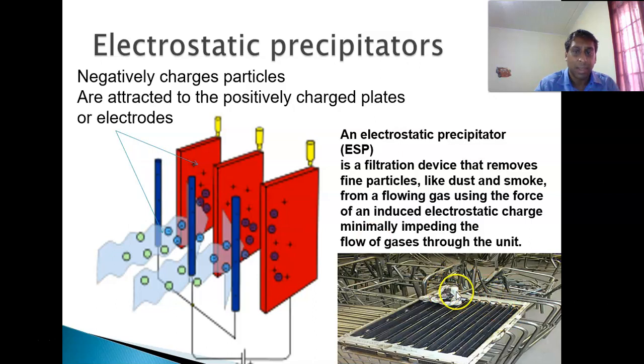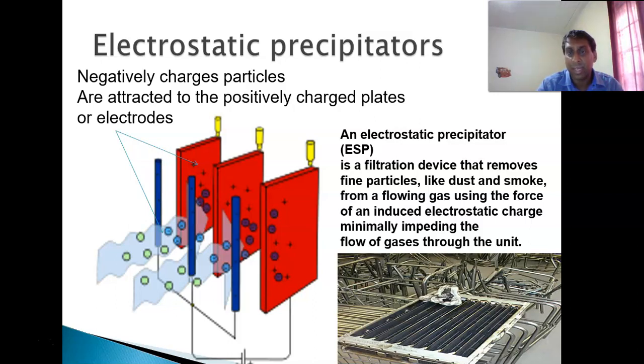At the end of the day, they will take off these plates and normally wash them out. So it's a way of getting the negative charge to attract the contaminants to the plates. An electrostatic precipitator is a filtration device that removes fine particles like dust and smoke from a flowing gas using the force of an induced electrostatic charge, minimally impeding the flow of gases through the unit.